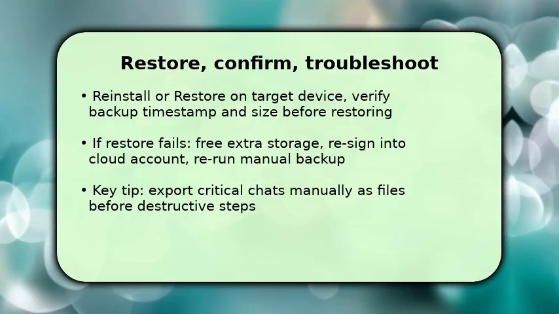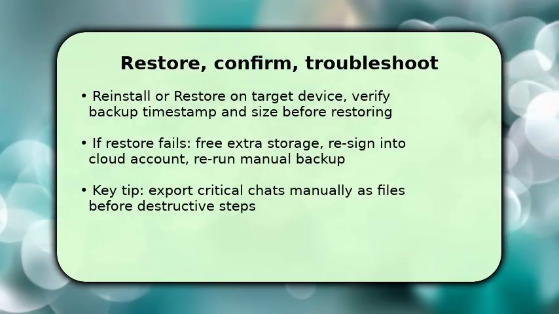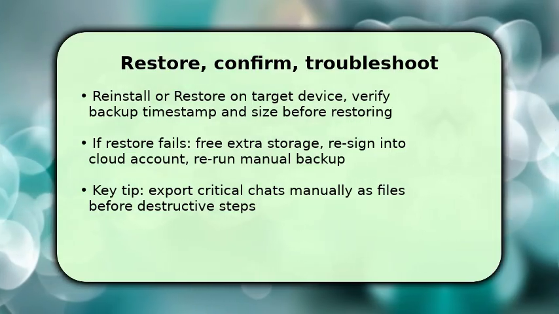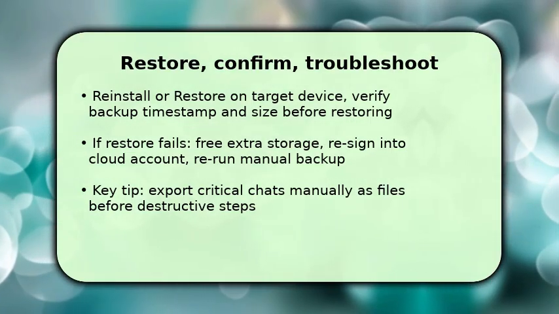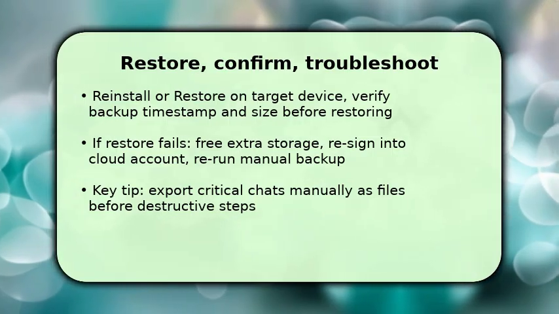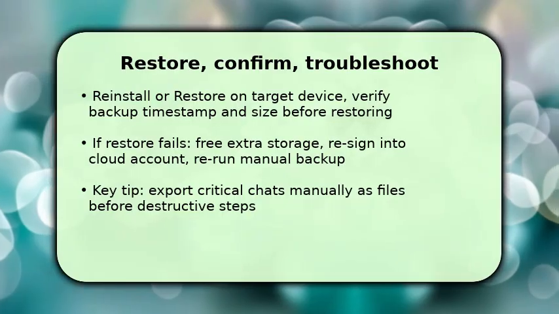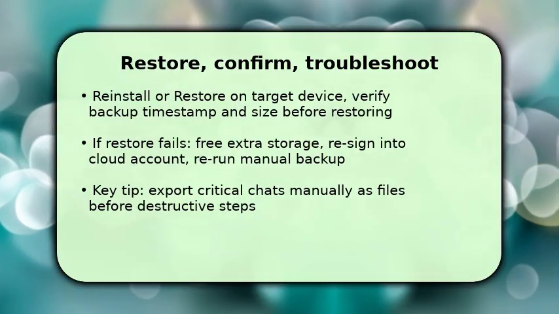If restore fails, free additional device and cloud storage, sign out and back into the cloud account, then create a fresh manual backup and retry. If you still have issues, export critical chats as files so you don't lose important content. That manual export is your safety net.